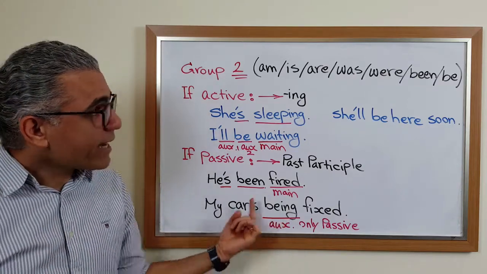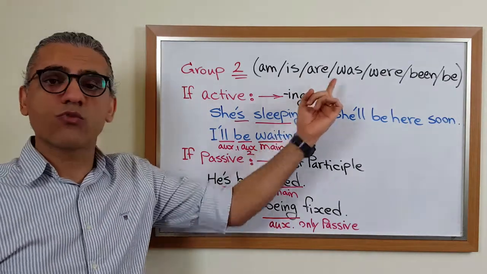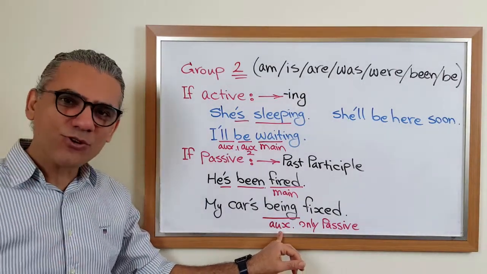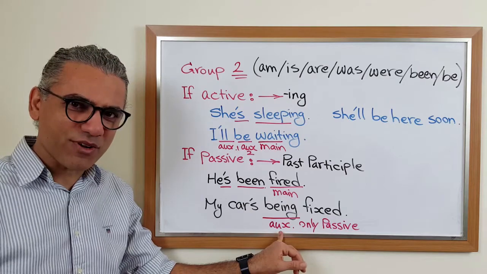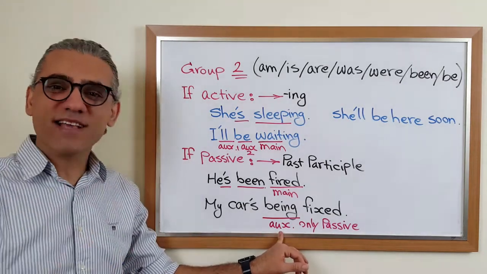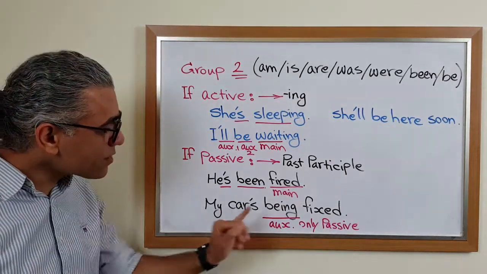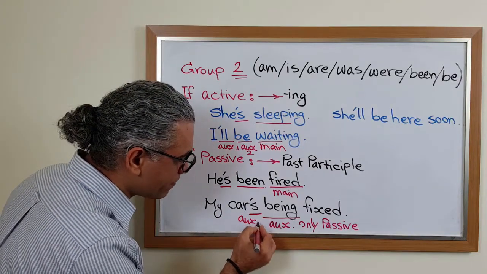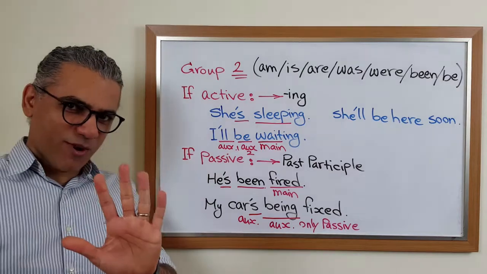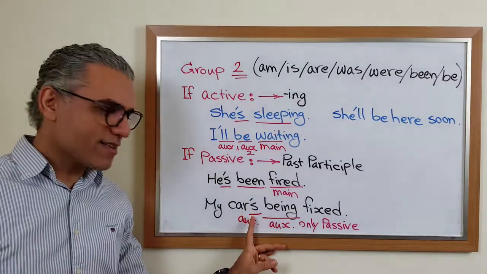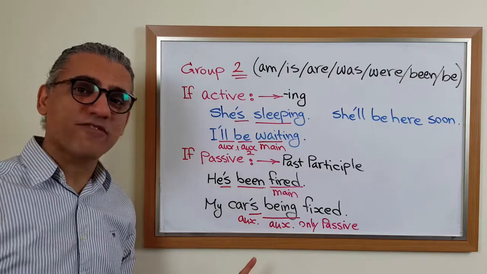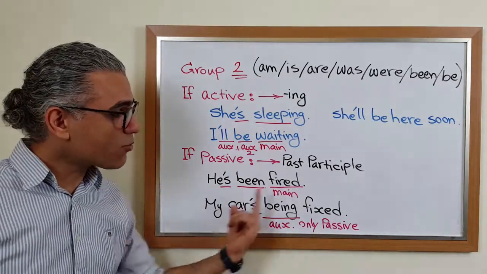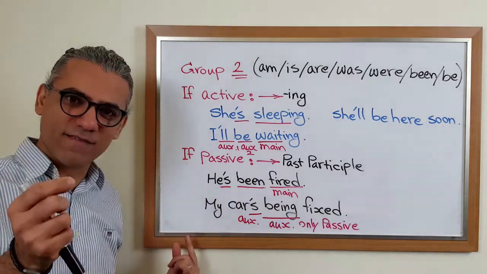Look, we have another auxiliary verb in this group, which is being. Being is your auxiliary verb, but it is only used as an auxiliary verb in passive sentences. That's why we say, my car is... this is our auxiliary 1. Listen very carefully. We have two to-be verbs as auxiliary 1 and auxiliary 2, and our sentence is a passive sentence.